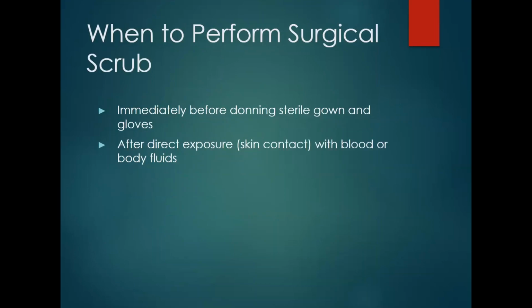Now, when to perform a surgical hand scrub? Immediately before donning sterile gown and gloves. So you want to don your PPE, put on your face mask, put on your eye protection. If your case has x-ray, then you want to make sure that you put on a lead apron and your thyroid shield as well. You don't want to forget that. Before that, you want to make sure you open your gown and gloves to the surgical technologist. Let them know, here are my gown and my gloves. And then you can go out and perform your surgical hand scrub in the nearest scrub sink. And after direct exposure or skin contact with blood or bodily fluids, that's another reason you would perform the surgical scrub.